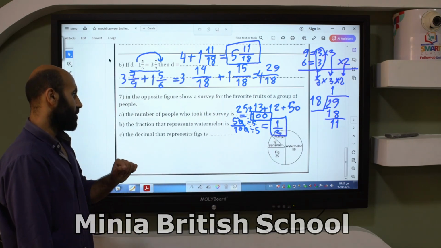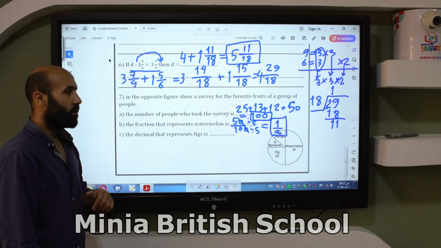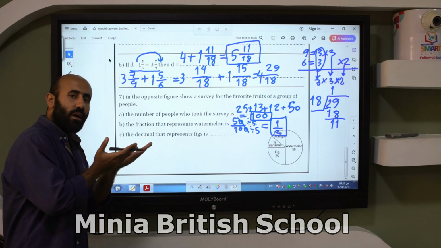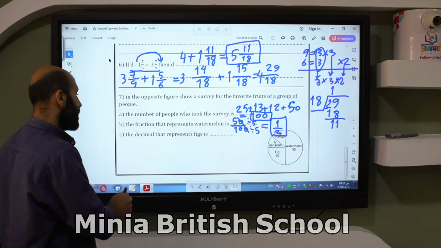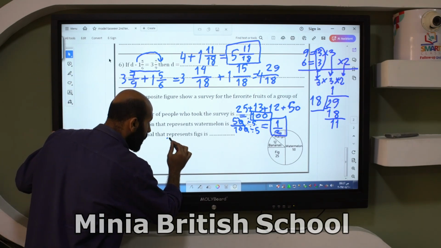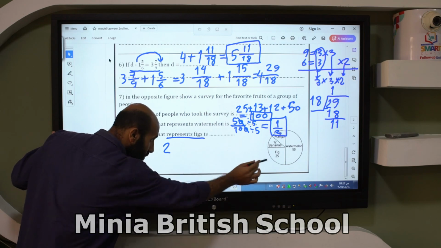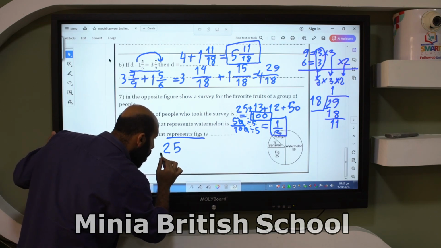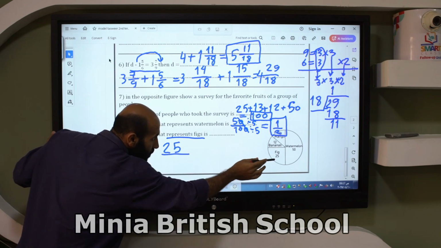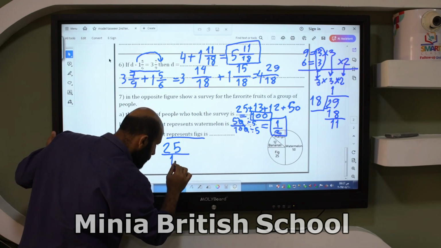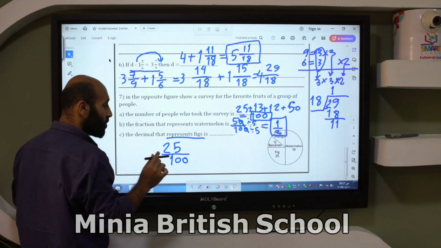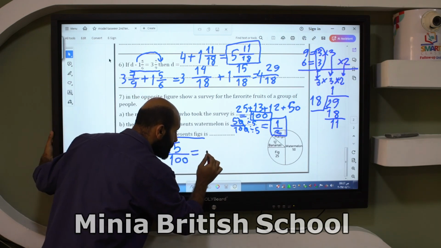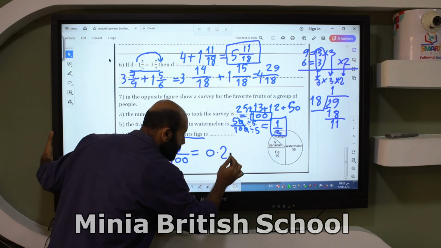So the fraction will be half. The decimal that represents the figure. To get the decimal, that means I have to get the fraction. And then let's see. The fraction of figs will be 25, this is the number of figs, as you see, over the total, 100. And 25 over 100, it's clear for you, will be 0.25.